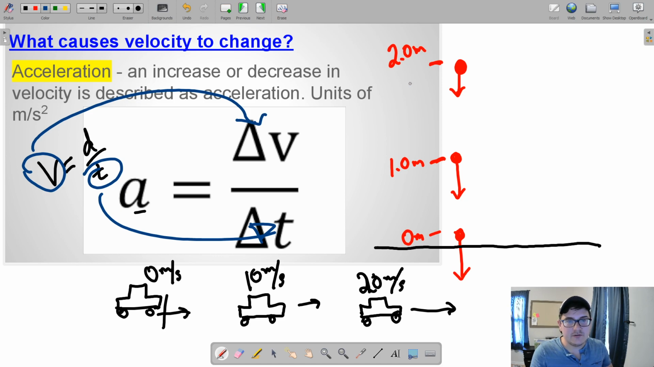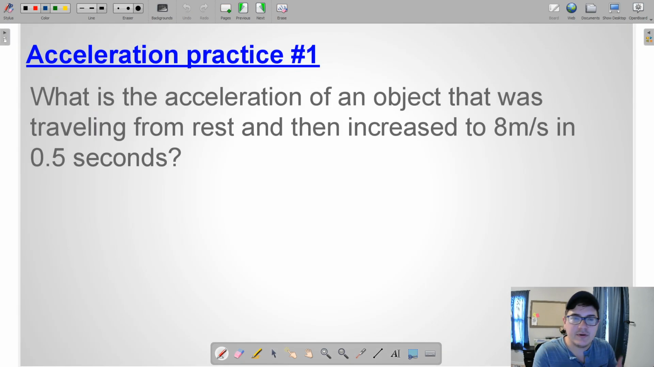Okay, let's try looking at this as a practice problem. What is the acceleration of an object that was traveling from rest and then increased to 8 meters per second in 0.5 seconds? So let's just call this a ball. It was at rest to begin with. What is the velocity of the ball at rest? Well, initial velocity equals 0.